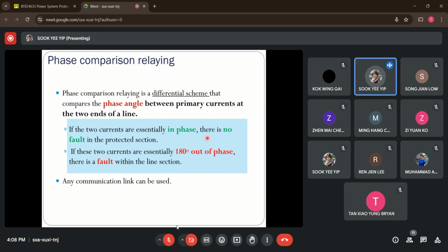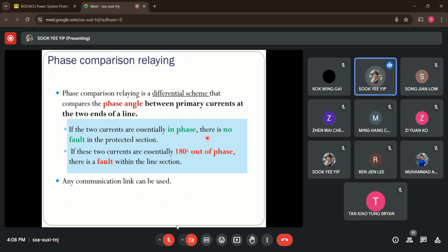All right, so 5 minutes have passed. Let's proceed with our class. Just now we have seen the limitations of non-pilot protection schemes, whereby a fault occurring near each end of the line cannot be cleared without a time delay. That's why we have communication-assisted protection schemes, which are pilot protection schemes.